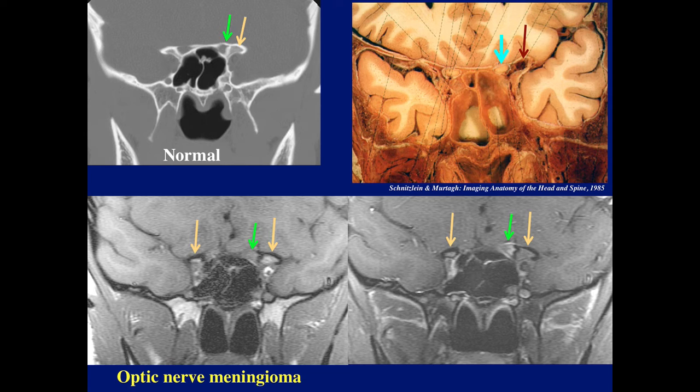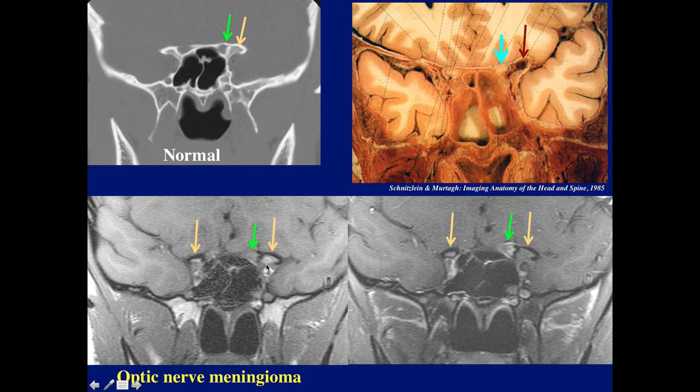We can, again, identify these structures. Here's a patient who had an optic nerve meningioma. And I want to point out on the specimen here, this is the clinoid and optic canal. Remember, the optic canal with the nerve within it is always medial to the anterior clinoid. Again, on the coronal CT, clinoid, optic canal.